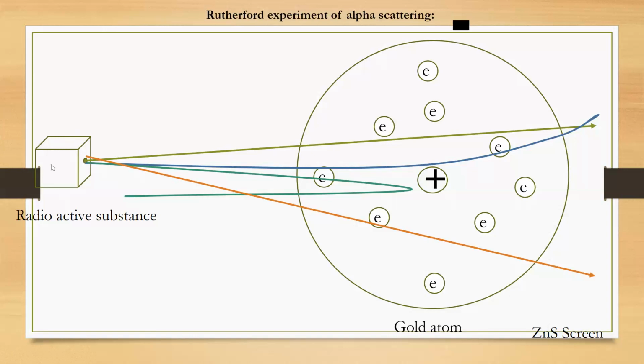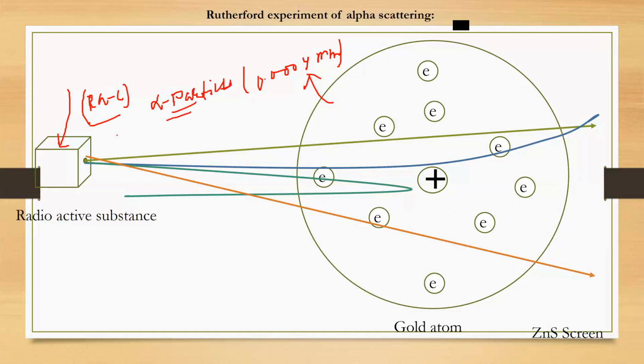He took a lead block. This is the lead block. And he took a very thin gold foil, 0.0004 millimeter in thickness. And in the lead block, he placed a radioactive substance as the source of alpha particles.